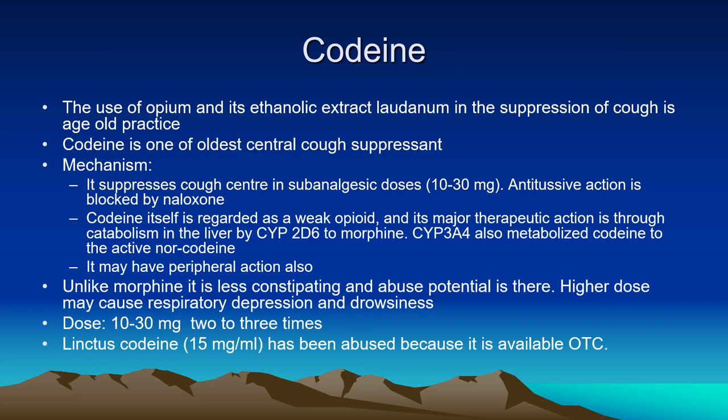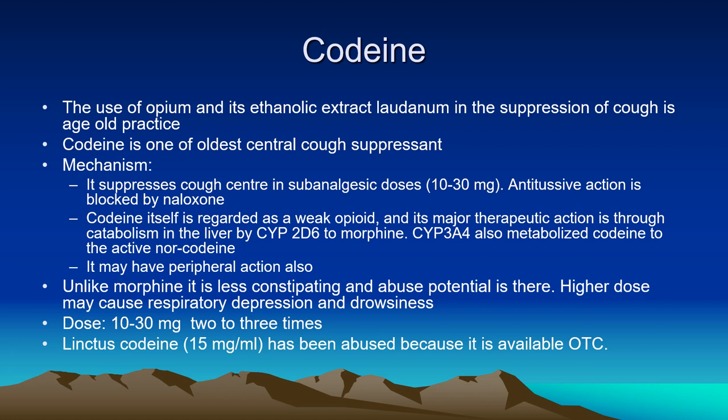Codeine is the time-tested gold standard cough suppressant and has been used for hundreds of years. The use of opium as ethanolic extract, laudanum, in the suppression of cough is age old. The mechanism of codeine action is that it suppresses the cough center even in smaller doses than it causes pain relief. And this antitussive action is blocked by naloxone. That means mu receptors, or opiate receptors, are to some extent involved.